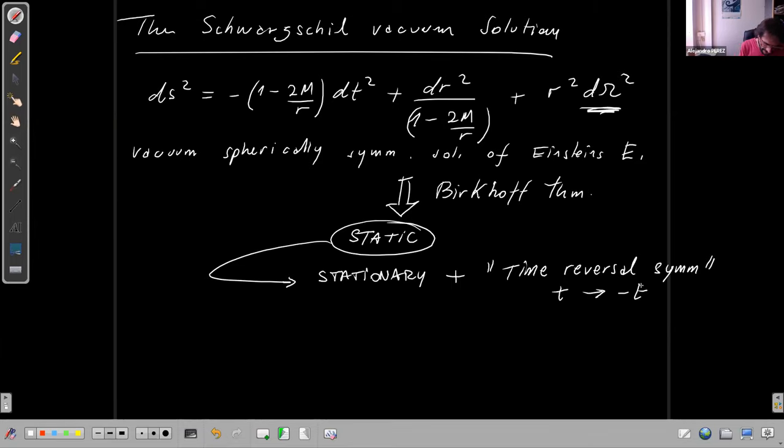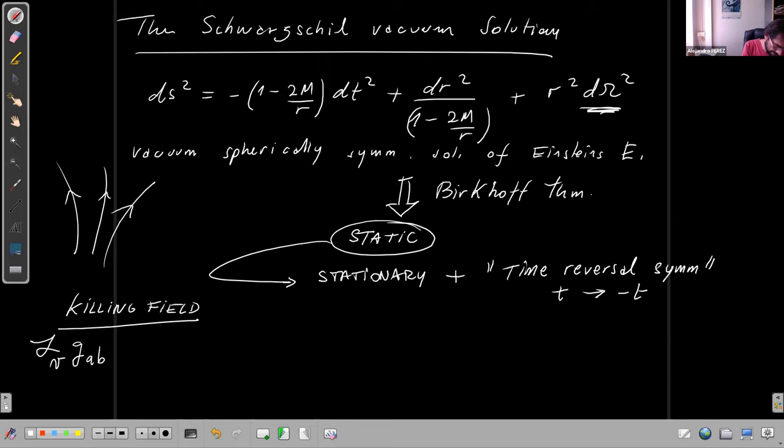Stationarity means that there is an isometry of the space-time which is time-like. This means that there exists a Killing field. Briefly, what is a Killing field? A vector field is called a Killing field when its orbits define an isometry of the space-time. In equations, this means that the Lie derivative of the metric along this vector field V is given by twice the symmetrized covariant derivative of the vector field. When you have an isometry, this is equal to zero. This is called the Killing equation.